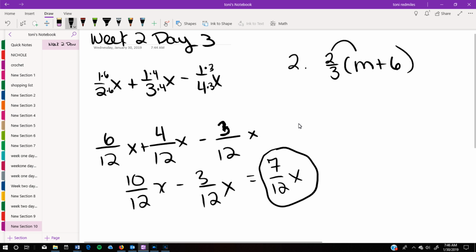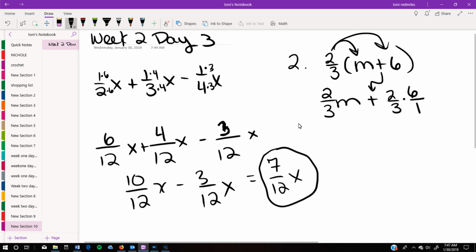So now I got to multiply this fraction by everything on the inside. So 2/3 times n is going to be 2/3 n. Drop down that addition. And then I'm going to do 2/3 times 6. Now remember, I got to make it a fraction. So I'm going to make it a 6 over 1. That's how I turn a whole number to a fraction.